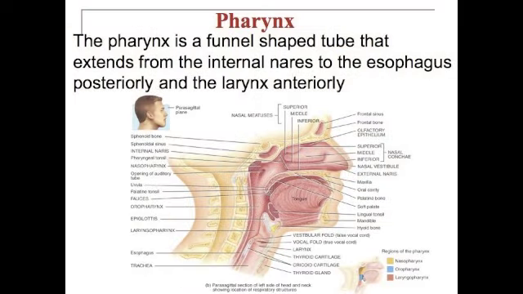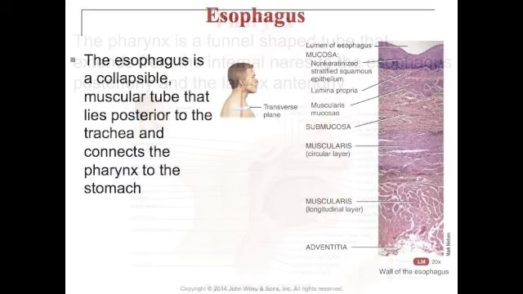So this next cartoon takes us back to chapter 23, figure 23.3, and this slide is outlining the pharynx for us this time. So instead of talking about this cartoon in respect of the respiratory system, now we're going to look at it in respect of the digestive system. The pharynx is a funnel-shaped tube that extends from the internal nares to the esophagus posteriorly and the larynx anteriorly. So this is figure 24.10 on page 956. The esophagus is a collapsible muscular tube that lies posterior to the trachea and connects the pharynx to the stomach.